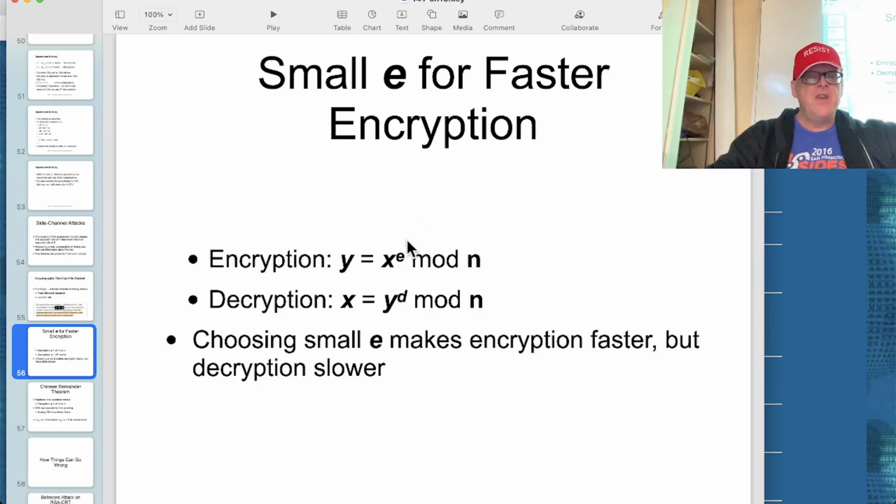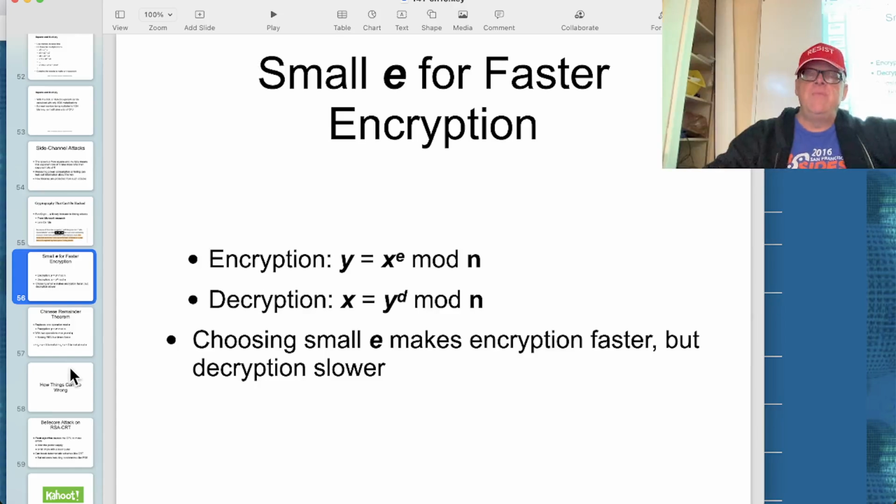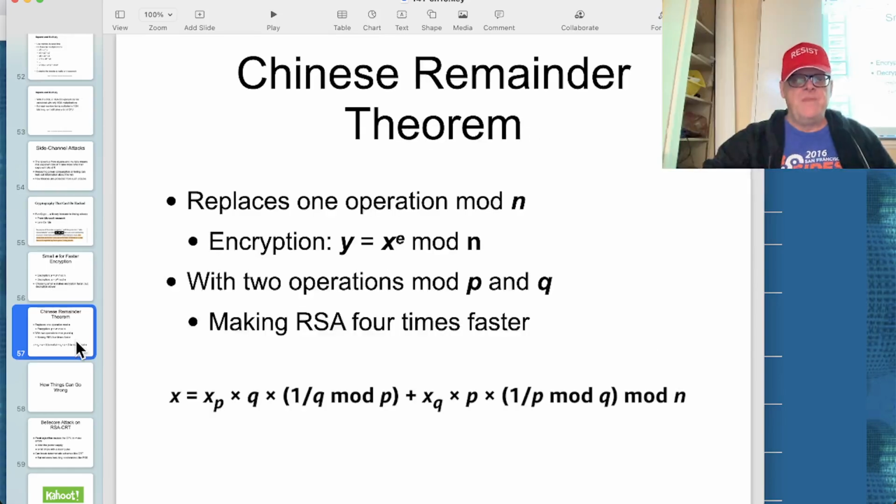So it's like a small e makes encryption fast, but decryption slow, and that's usually what people want, because typically decryption is being done on a server, like for your HTTPS connection, and the encryption is being done on the client, and your client is just a phone or something, so you want to make it use less CPU on the phone. All right, so the Chinese remainder theorem is something that makes RSA calculation 4 times faster. It's a little complicated, but you had this operation x to the e mod n, and since n is p times q, you can turn that into 2 smaller operations, 1 mod p and 1 mod q. And each one of those is smaller, so it's much faster.